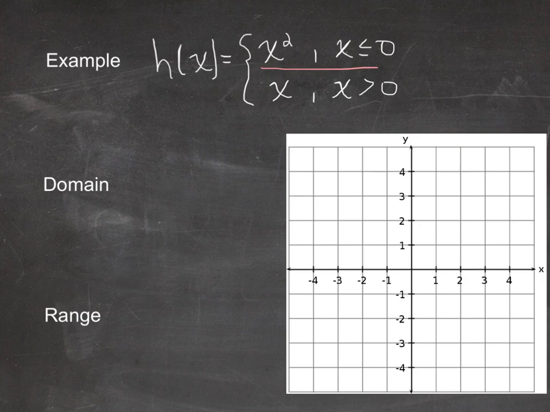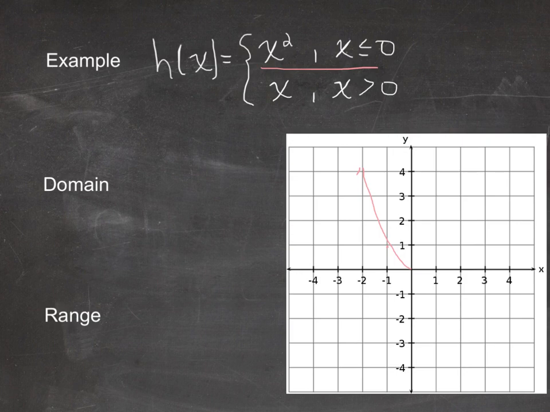If I remember back to my original parent function, I would have this parabola like this. Okay, but here in my piecewise function, I'm only using the parabola when x is less than or equal to 0. So I'm just considering this piece of it here.